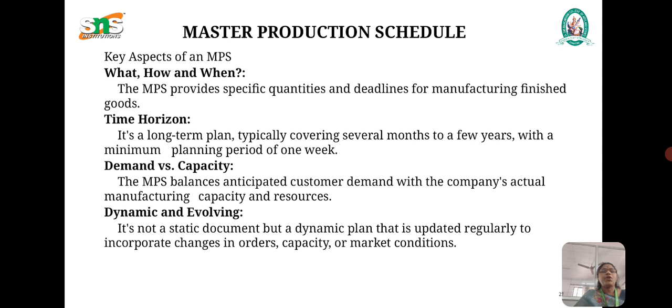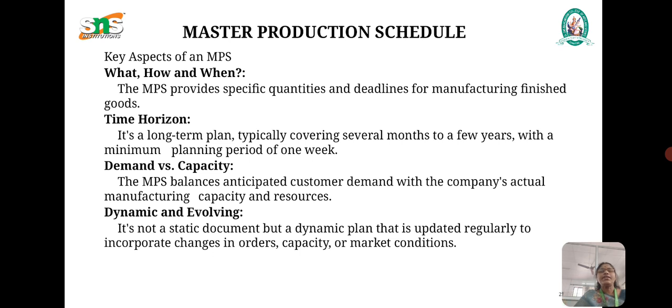So dynamic and evolving, it's not a static document but a dynamic plan that is updated regularly, to incorporate the changes in orders, capacity, or market conditions. Sometimes some customers may withdraw, or sometimes a customer may give additional quantity to the orders, and so on. So it should be dynamic and evolving. There should be a space in the master production schedule to bring about the changes accordingly, so that only it is dynamic and it should be evolving.